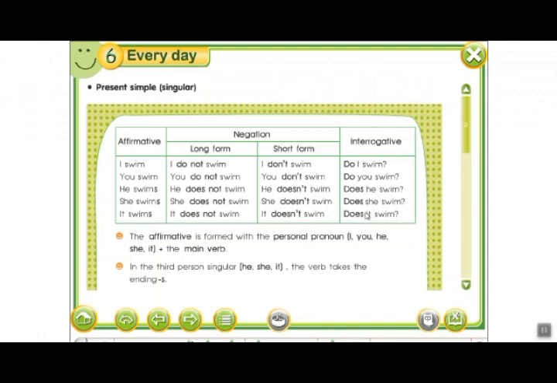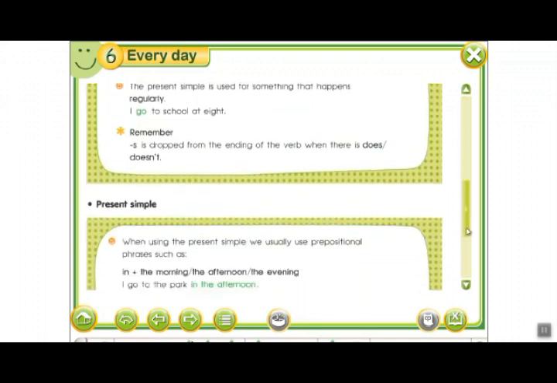And you should observe that here we didn't add an s to the main verb. Here it swims, but here there's no s. We don't add s to the verb in the negation and in the questions. So look, there is no s here and there's no s here. Okay, so don't forget that. Let's move.